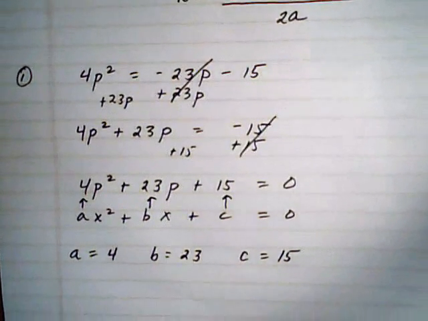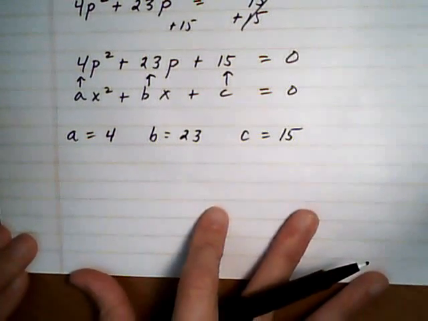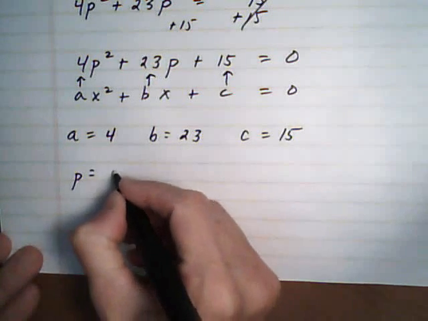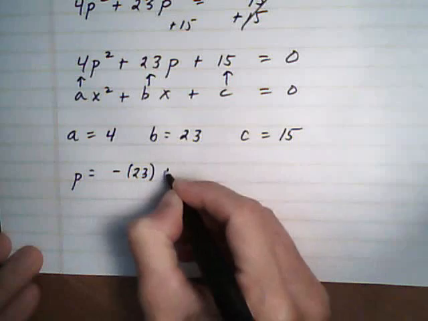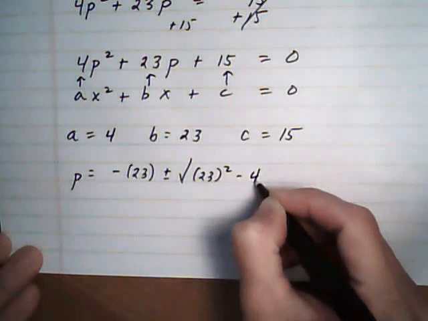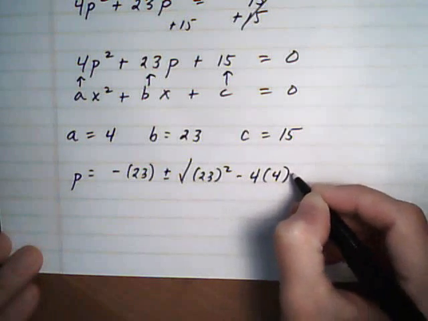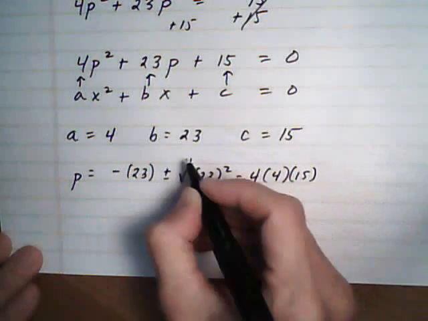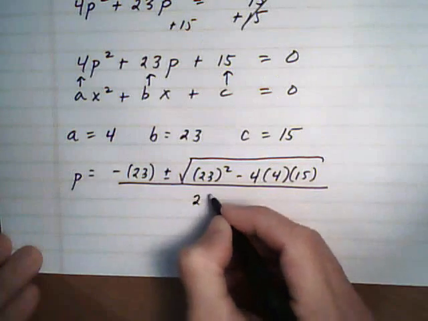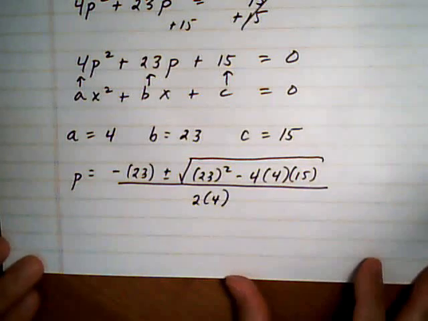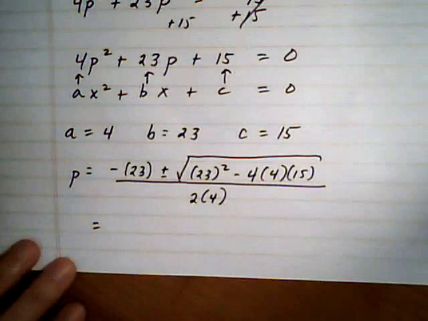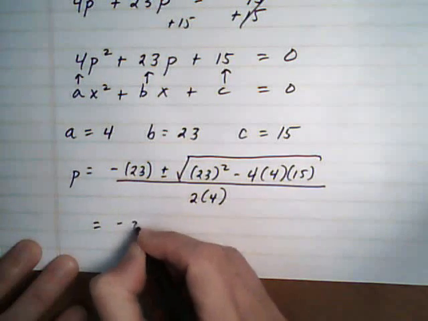So here we go. The solutions, p, are given by negative b, so minus 23, plus or minus the square root of b squared, 23 squared, minus 4 times a is 4, times c is 15, all over 2 times a, which is 2 times 4. And now the trick is to evaluate what we have. And remember to use correct order of operations.